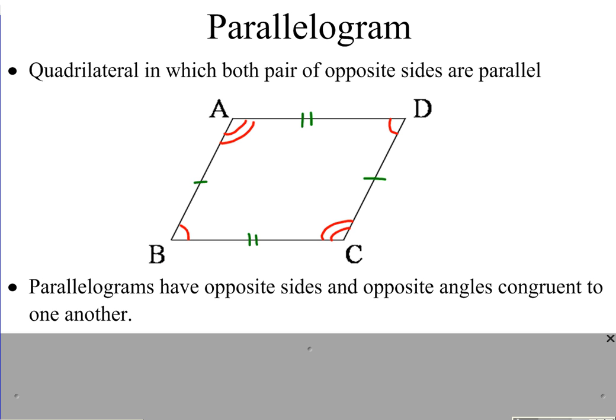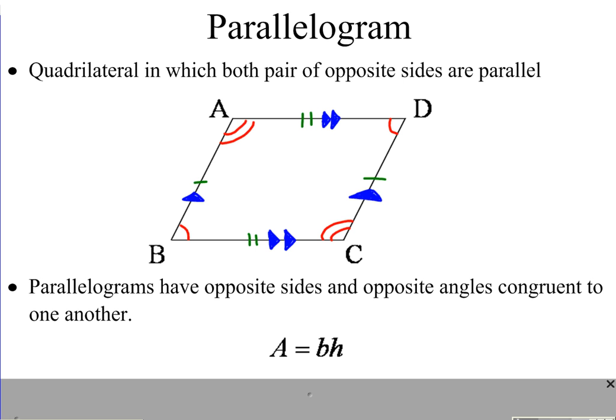And both pairs of opposite sides are parallel, which means this side here is parallel to this side here. And this top side is parallel to this bottom side. So just by being given the fact that this is a parallelogram, you would know all of those things: opposite sides parallel, opposite angles congruent, opposite sides congruent.